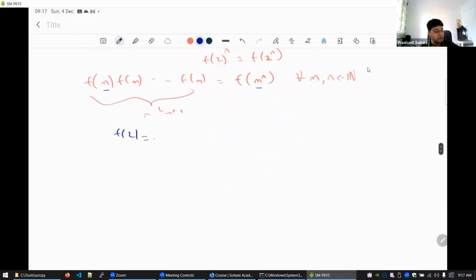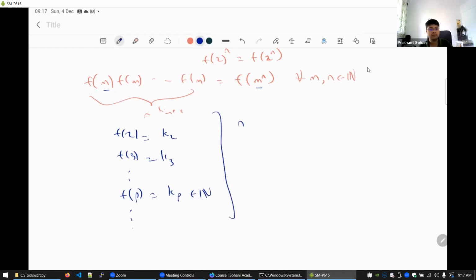So f of 2 can be chosen to be some value. Let's say we denote the value of f of 2 by k2, f of 3 as k3. Similarly, f of any prime number can be denoted by kp, where kp can be any natural number. There is no restriction on that. So if we define the values at all the prime numbers like this, and now some new number n is there, and you want to compute f of n, what would be your procedure to do that?